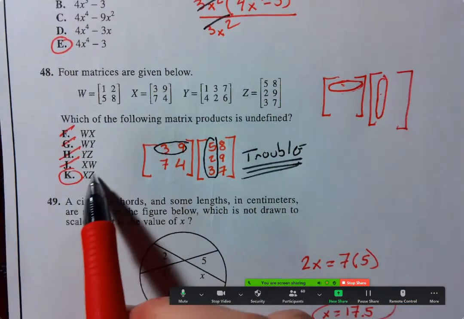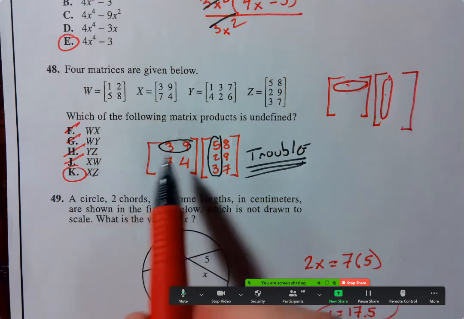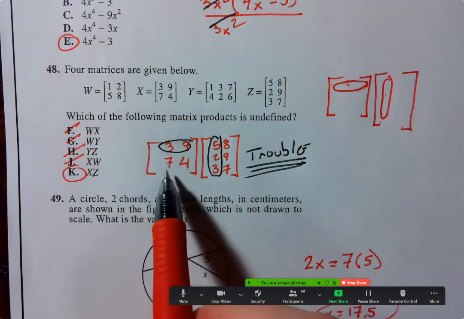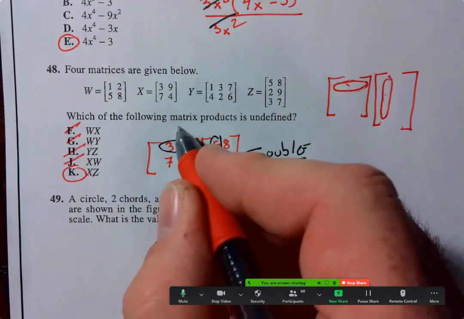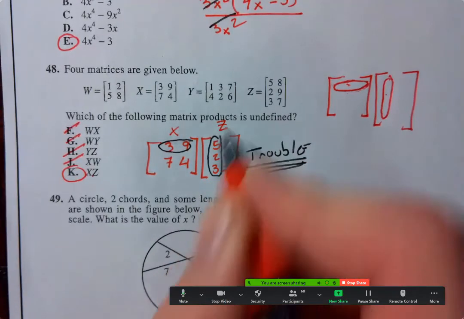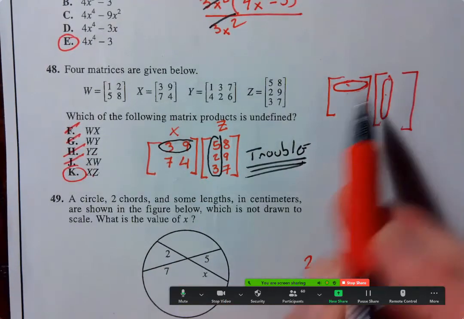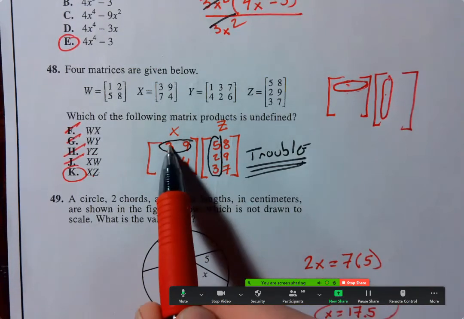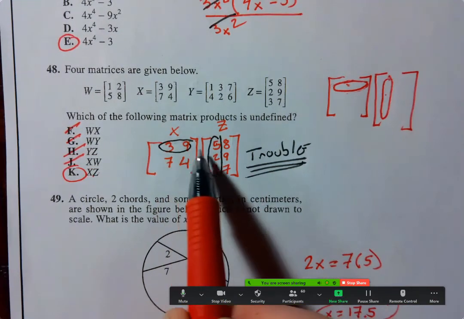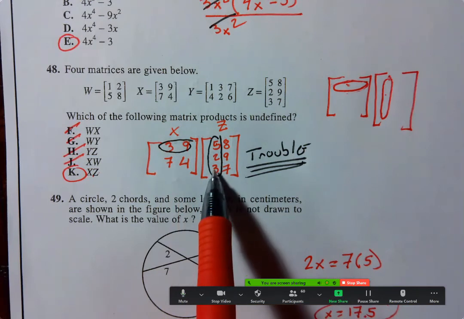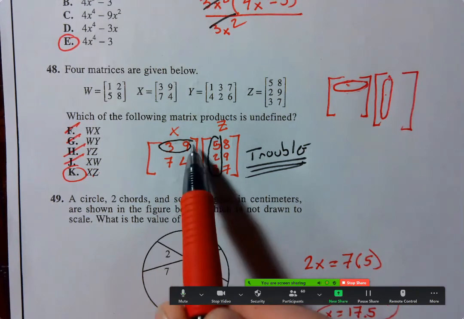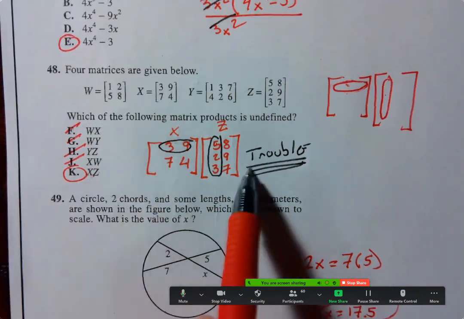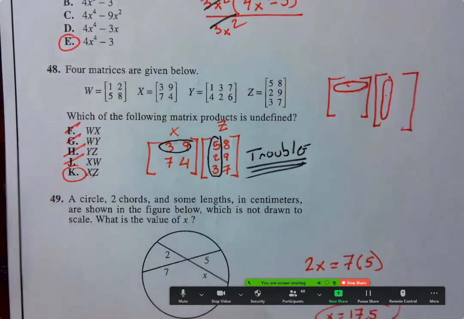So if I look at XZ, for example, I wrote down matrix X here, and then I wrote down, so this is matrix X, this is matrix Z. When I go to multiply them, which is this, I'm going to take these numbers and multiply these by these. So it'll be like 3 times 5 plus 9 times 2 plus, see how there's nothing for the 3 to multiply by? That's why that's trouble. There's no way to multiply those.